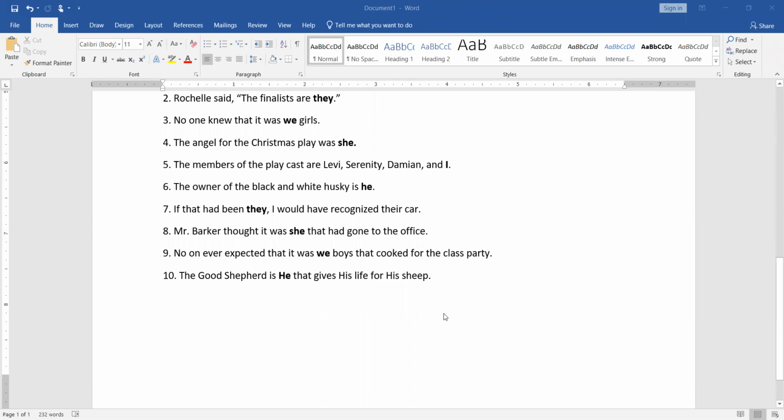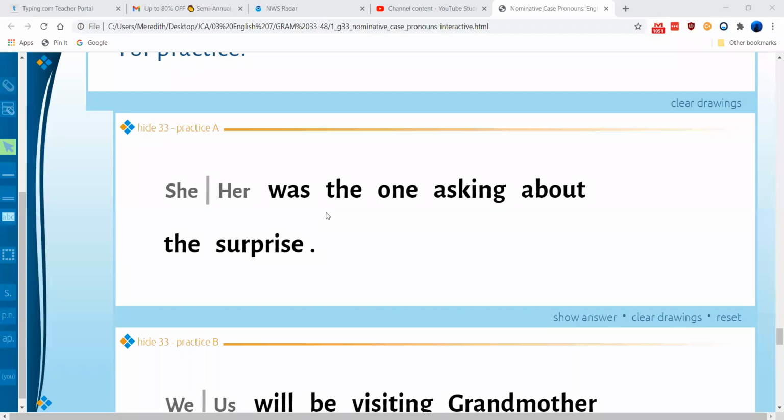All right, number eight, Mr. Barker thought it was she that had gone to the office. Number nine, we have an appositive in here, so take that out if you need to. No one ever expected that it was we that cooked for the class party. And then the last one, number 10, the good shepherd is he that gives his life for his sheep. Okay, so those are the answers to the homework assignments. Let me go ahead and go over these if you feel like you need some extra practice. And do take the time to make sure you understand this so we can all stay on track. Let's go through some of these exercises.